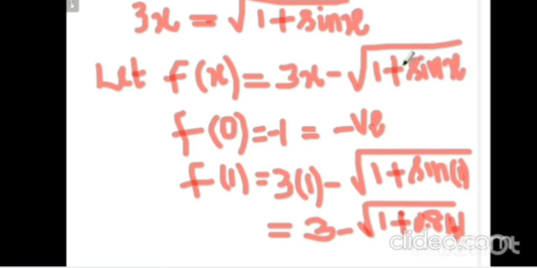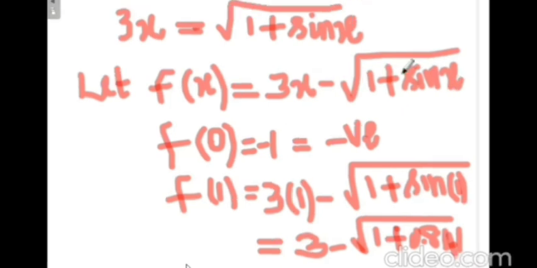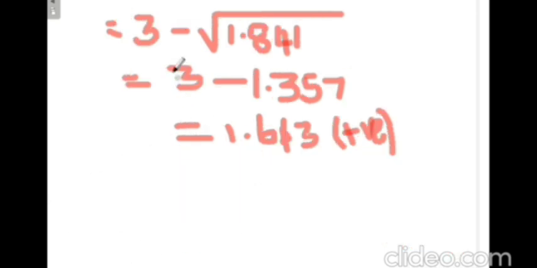And now let me apply f(1). Let f(x) is equal to 3x minus root of 1 plus sin x. If I apply f(0), the value is negative, and if I apply f(1), the value is 3 into 1 minus root of 1 plus sin 1, that is, 3 minus root of 1 plus the sine of 1. We have to use a scientific calculator, and the value of 1 plus sin 1 is 1.841. Now 3 minus root of 1.841 is 1.357.